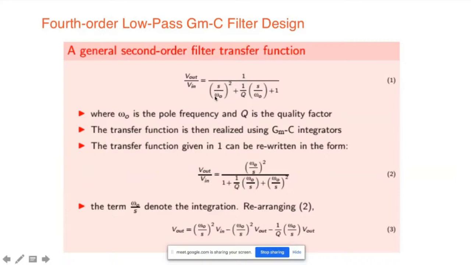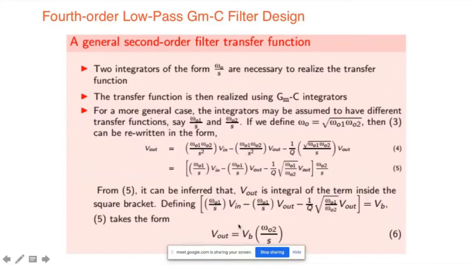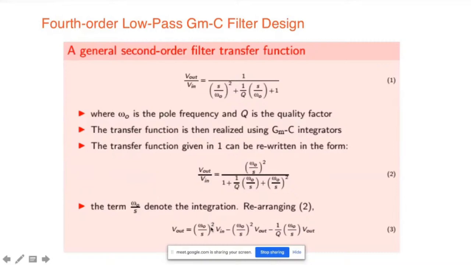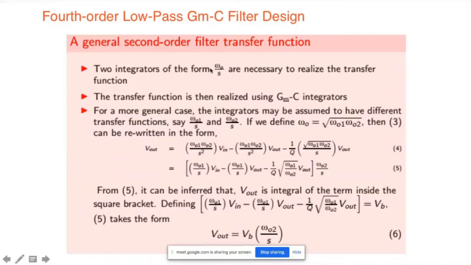So now we have modified this transfer function into another form, Vout by Vin equal to this. Just divide by omega naught by s whole square, and you will get this. Now the term omega naught by s denotes the integration. As we have seen in the previous presentation, omega naught equal to GM by C is nothing but an integration. So if you put it in terms of integration, I can write this equation as Vout equal to omega naught by s whole square into Vin minus Vout, minus 1 by Q into this. Basically, I have just modified the same equation in this form. Now, if you see this equation, the maximum power is 2. We require two integrators of the form omega naught by s to realize the transfer function, which is then realized using GMC integrators, already explained in the previous part.